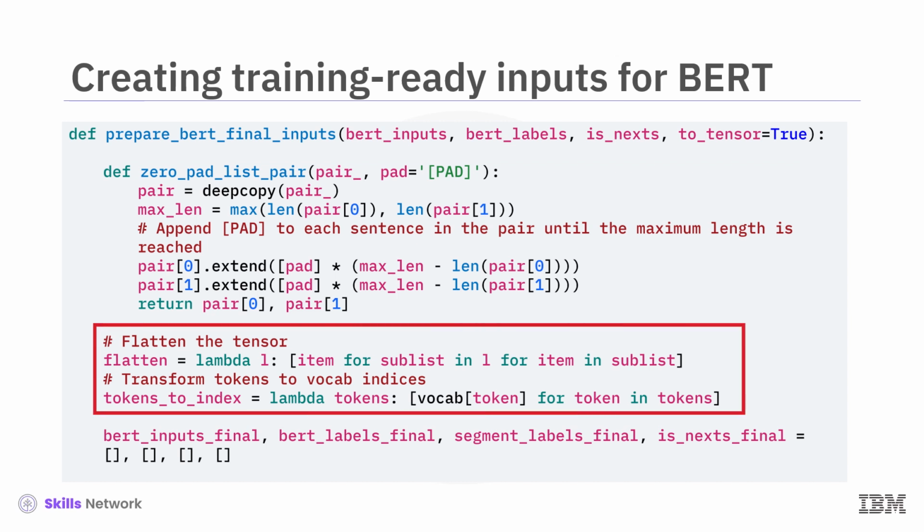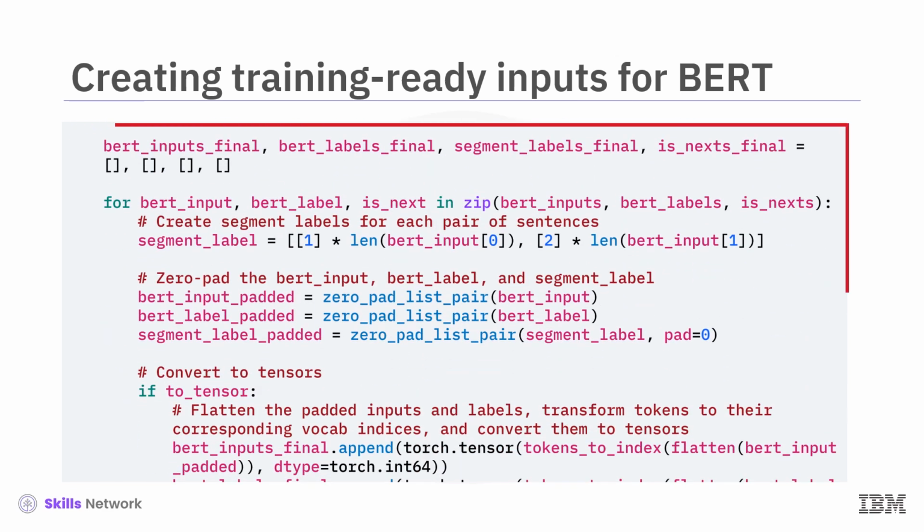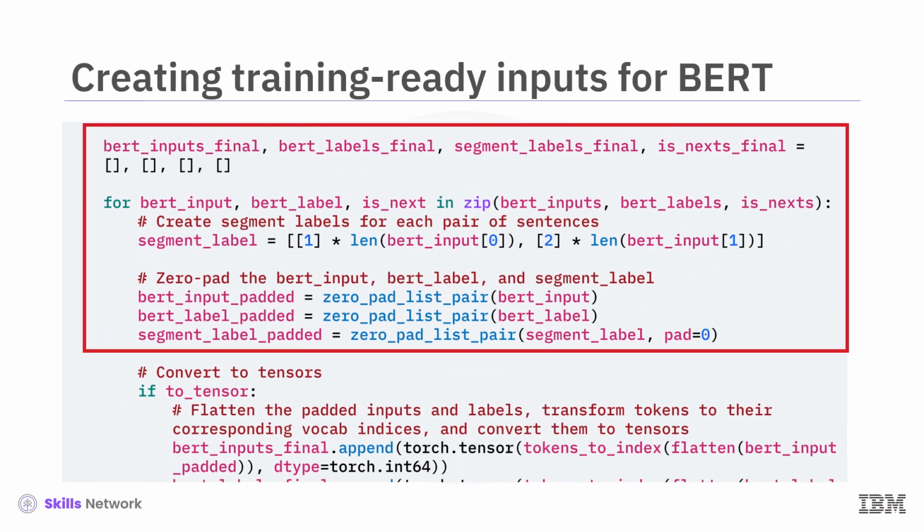The function also includes lambda functions flatten and tokens to index for flattening nested lists and transforming tokens to their corresponding vocabulary indices respectively. The function iterates over each input pair, creates segment labels for each pair of sentences, and applies zero padding to the input pairs and segment labels using the zeroPad_listPair function. In BERT, segment embeddings are used to differentiate between the two input sentences. This is necessary because BERT's input consists of a pair of sentences for NSP or question answering type tasks, and the model needs to understand which tokens belong to which sentence.